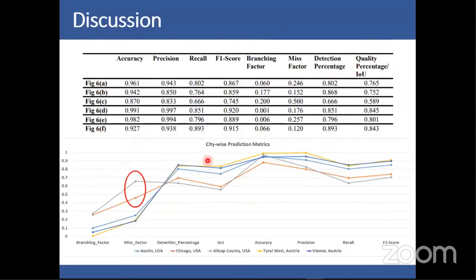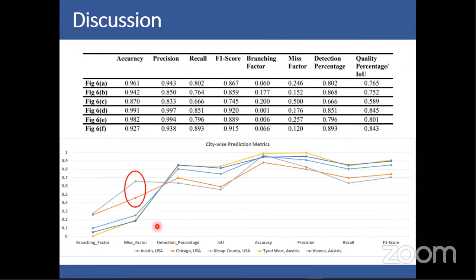So here we use accuracy, precision, recall, F1 score, branching factor, miss factor, detection percentage, and intersection over union to gauge the building extraction. We can see in most of the cases accuracy is above 90%, F1 score is above 85%, and IOU is above 80%.